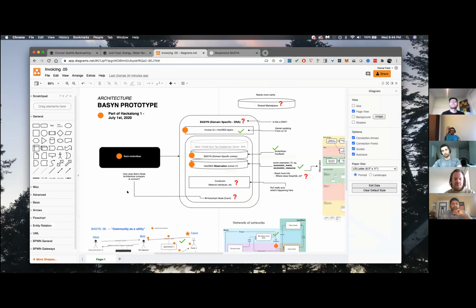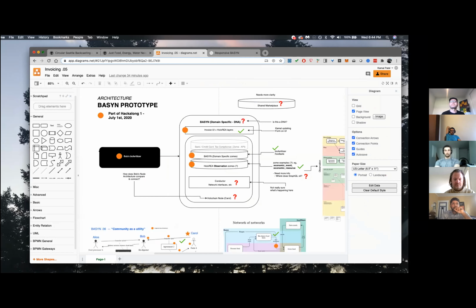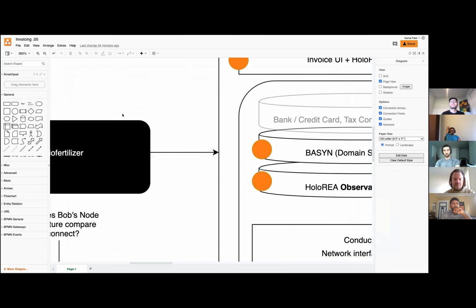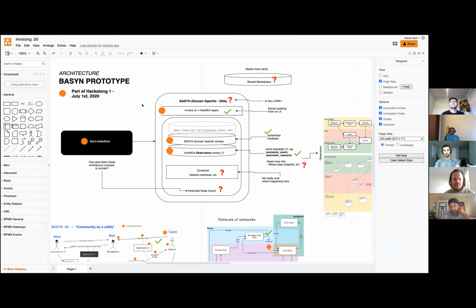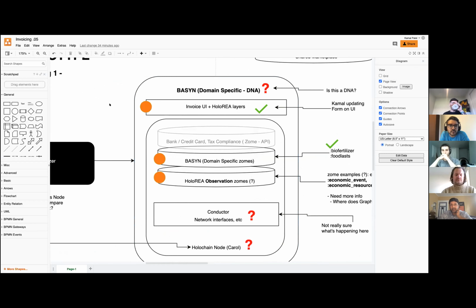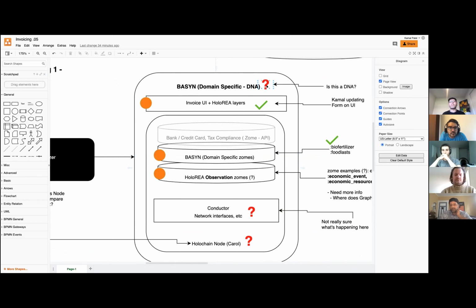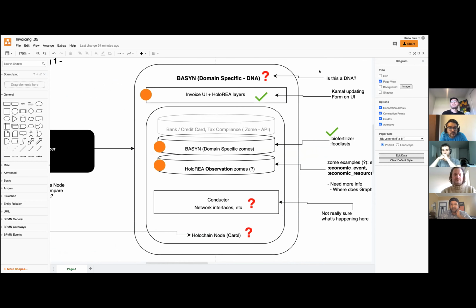I did want to show the architecture piece of this. Last week we focused on Hackathon 1, which was July 1st. Our main mission was to have a basic understanding of the architecture of what Basyn looked like. We gave a very simple invoice UI, and it had some Holo REA layers. There's still a question of how this works, so hopefully through these conversations it becomes clear. I've updated the UI, so that's what you'll see today. There is an interest to connect Stripe into this next phase, so we'll see how that works.